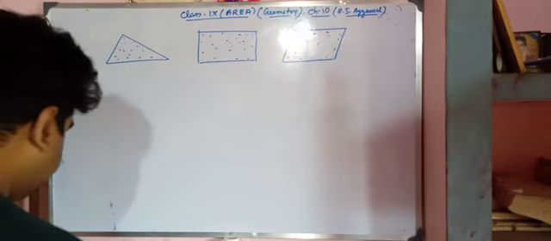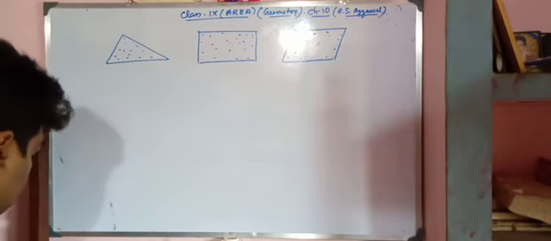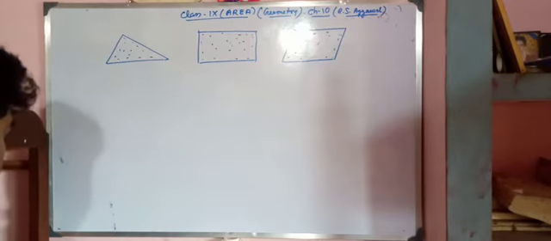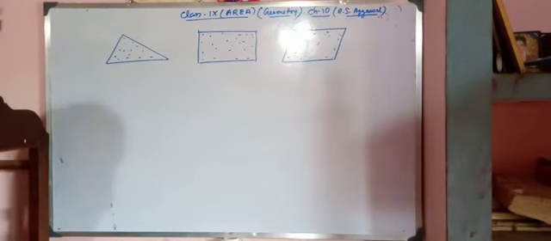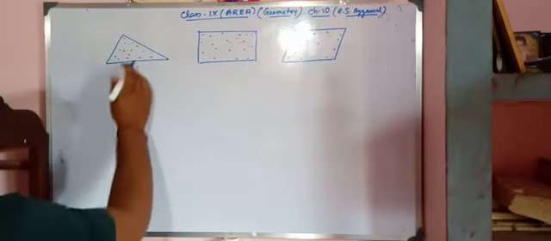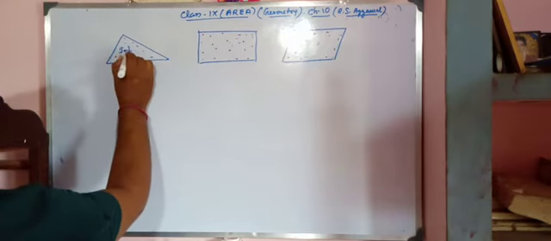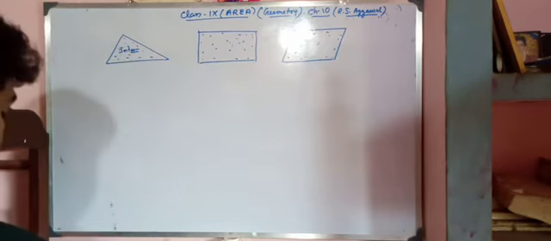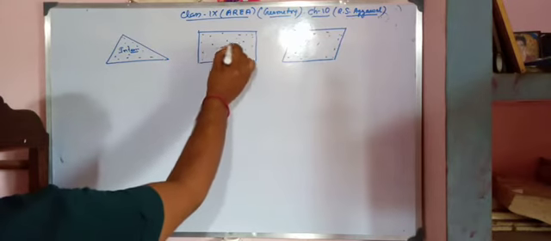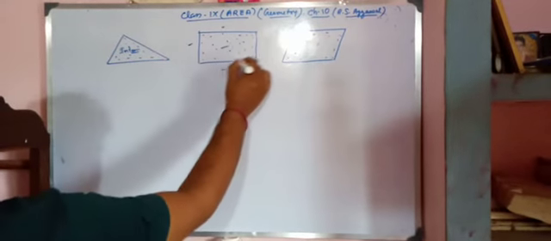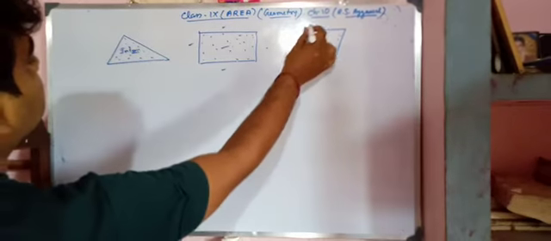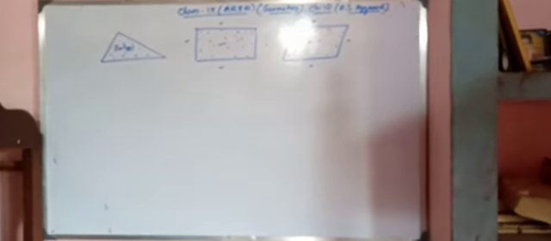Now, interior of a triangle. So all of you know that this is the interior. Okay, interior of a parallelogram. This portion is interior, and this outer portion is exterior. Okay.